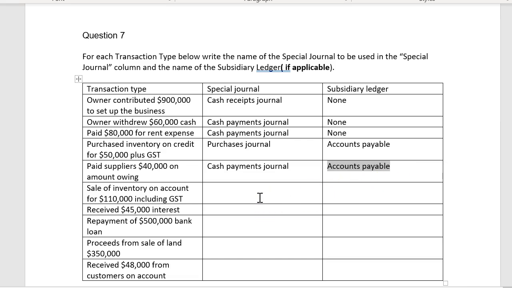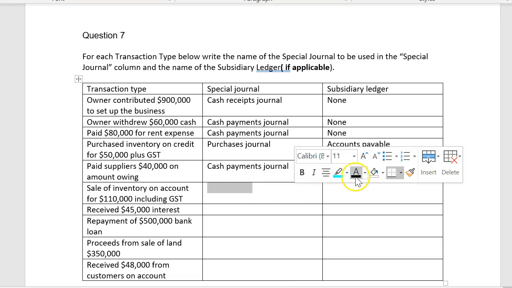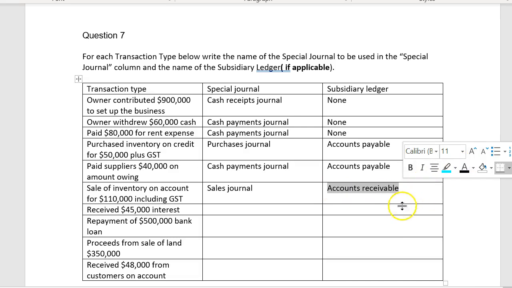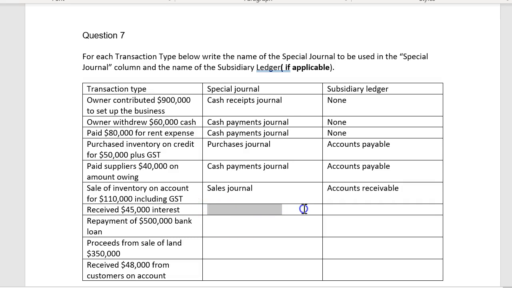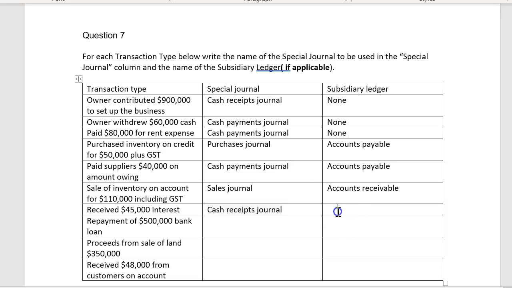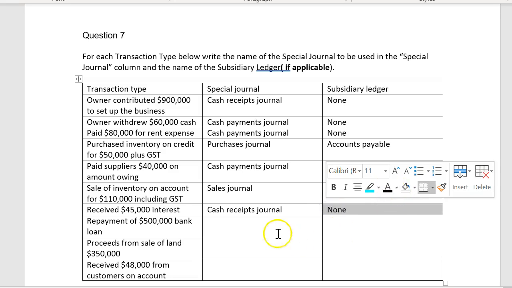Sale of inventory on account is recorded in the sales journal. When you sell goods on account, it gives rise to accounts receivable, so the applicable subsidiary ledger is accounts receivable. Next, receive $45,000 interest from the bank. Since it's interest, it's a cash receipt and it's recorded in the cash receipts journal. There is no applicable subsidiary ledger for it.